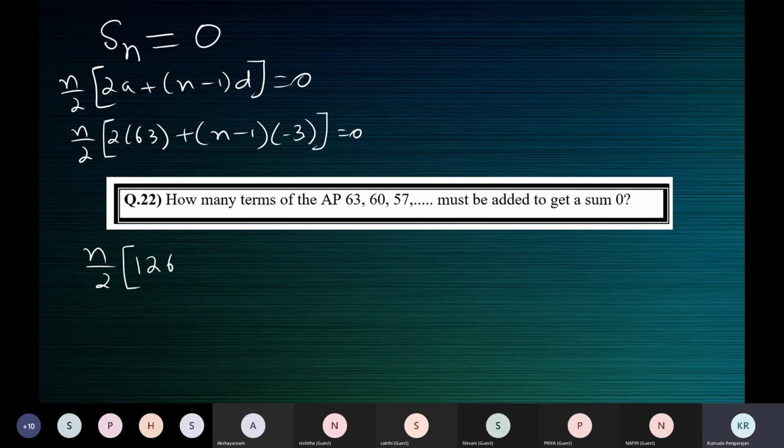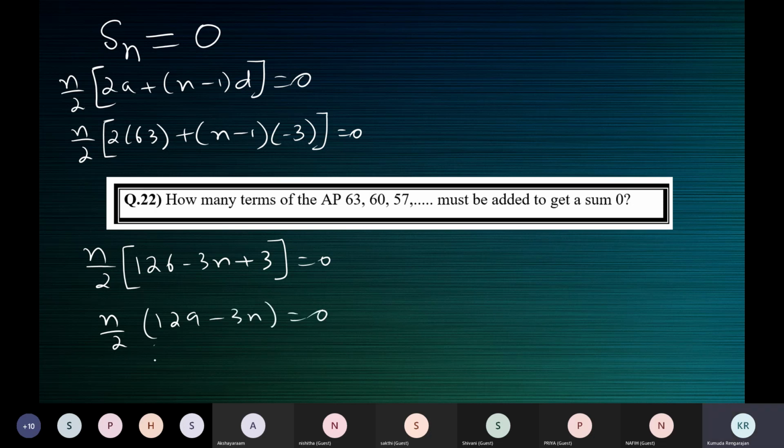Then you need to multiply, children, minus 3. You see, it's n minus 1 into d. So d into n, d into minus 1. Minus 3 into n is minus 3n. Minus 3 into minus 1 is plus 3. So 126 plus 3 is 129, minus 3n is equal to 0.